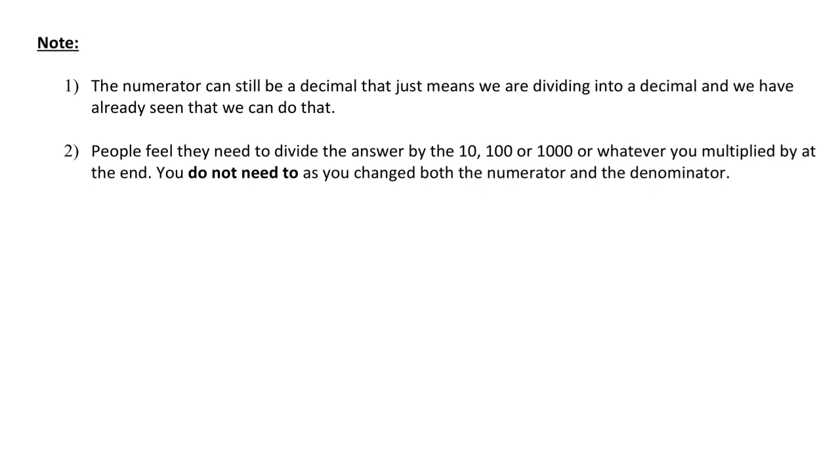Note, the numerator can still be a decimal. That just means we're dividing into a decimal, and we've already seen we can do that. And people feel they need to divide the answer by the 10 or the 100 or the 1,000 or whatever it was that we multiplied by at the end. We don't need to do that because we've changed both the numerator and the denominator. So they're exactly the same value, they just look different. So we don't need to divide again at the end. The answer to the division is our answer.